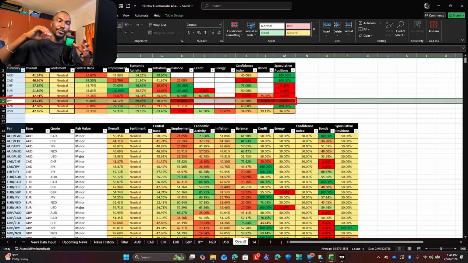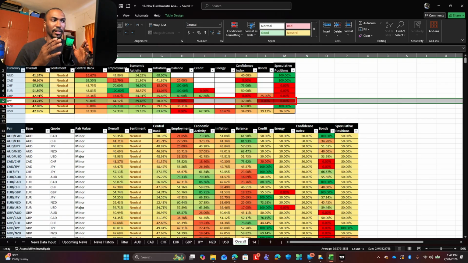Japanese yen, we have 43%. So they are literally sliding into the bad zone, the Japanese yen. Like they are literally sliding into it. And this is not the charts. This is just economic data released since last year, since January 1st, 2025.